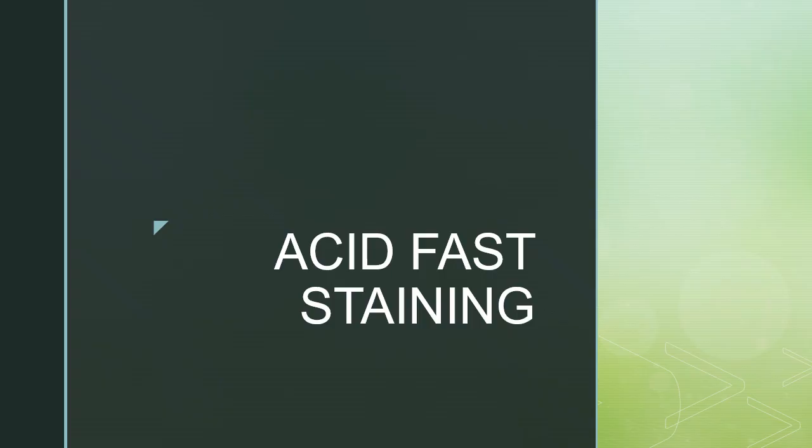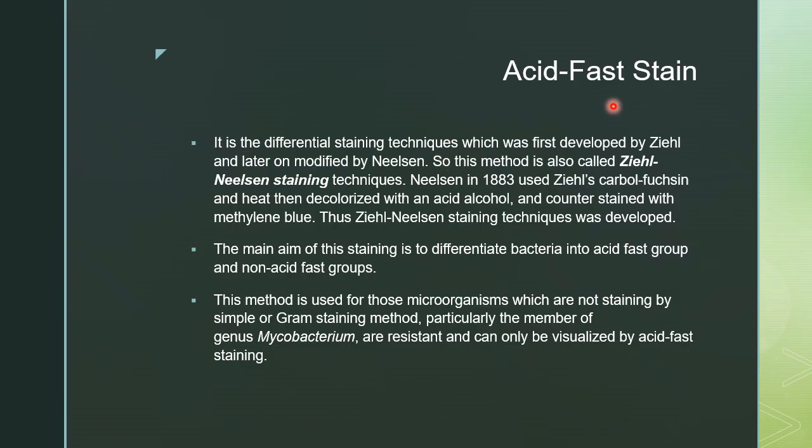Welcome back to another video tutorial on acid fast staining. Okay, acid fast stain. This is another method of differential staining technique. Differential staining technique means here also we differentiate between two groups of organisms, mainly the acid fast group or acid fast bacteria and the non-acid fast group of bacteria.